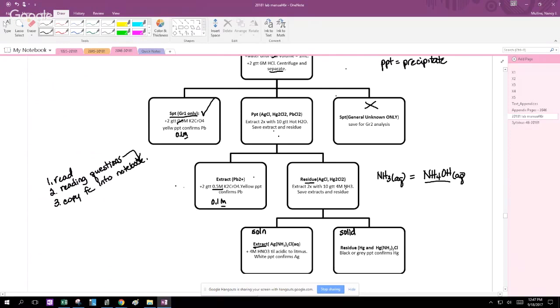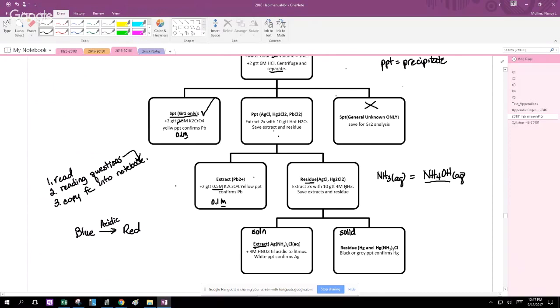Just a reminder about litmus paper. Down here it says you're going to add 4 molar nitric acid until it's acidic to litmus. Just as a reminder that blue litmus turns red if it's acidic, because you have 2 different colors of litmus paper in your workbench. You use blue if you're testing if something is acidic. Use red if you're testing to see if it's base. So I would make a note of this.